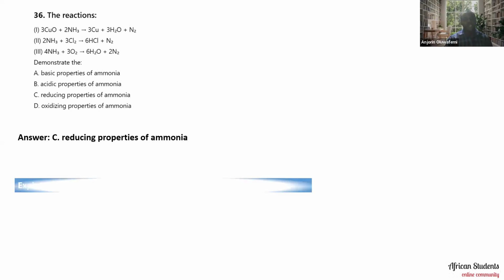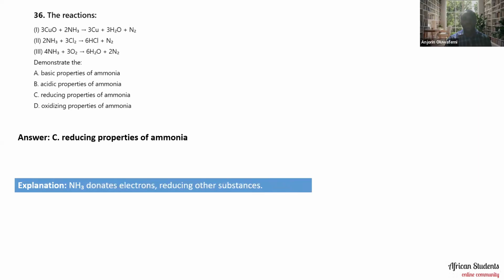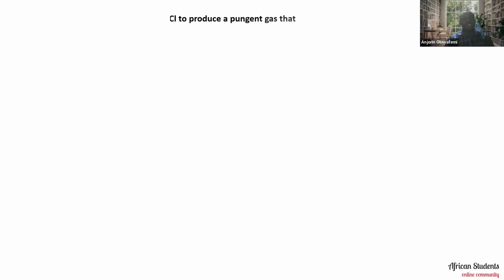The reaction, and that's the reaction there, demonstrates what? Is it the basic properties of ammonia, the acidic properties of ammonia, the reducing properties of ammonia, or the oxidizing properties of ammonia? The answer is the reducing properties of ammonia. This shows the reducing properties because if you look at the equation closely, you discover that what ammonia is doing basically is carrying out a reduction reaction, so to speak. For every substance that it is reacting with there, it is actually reducing that substance on the product side. And that is what you can see there. So NH3 donates electrons, reducing other substances in the process.